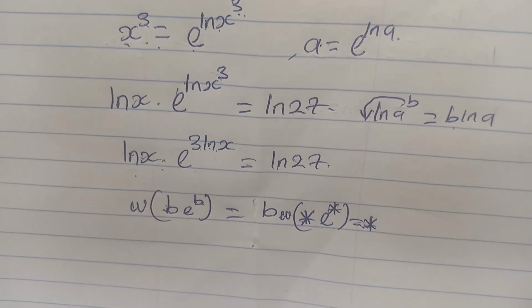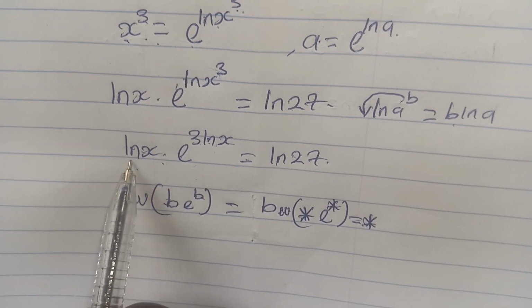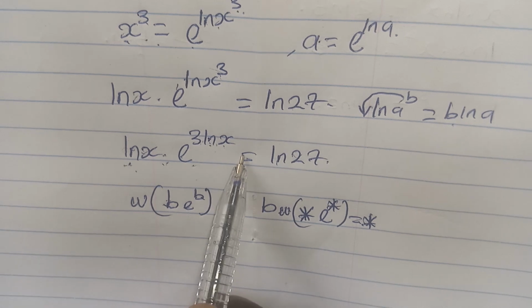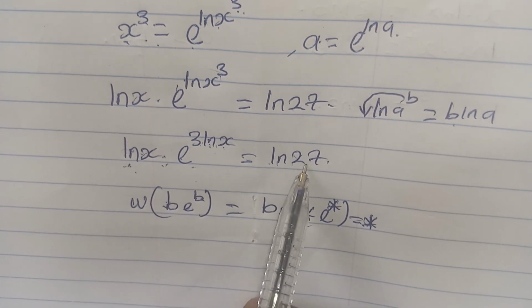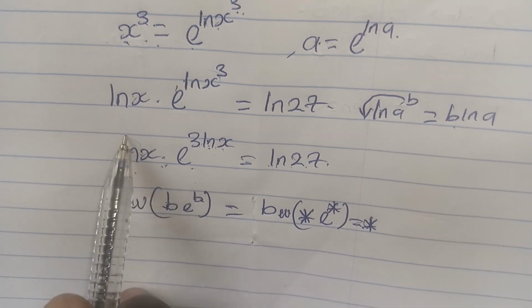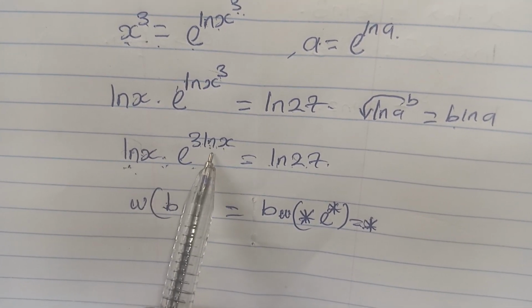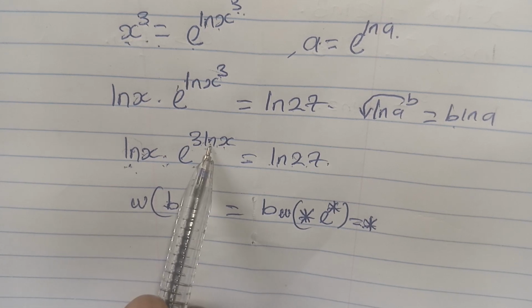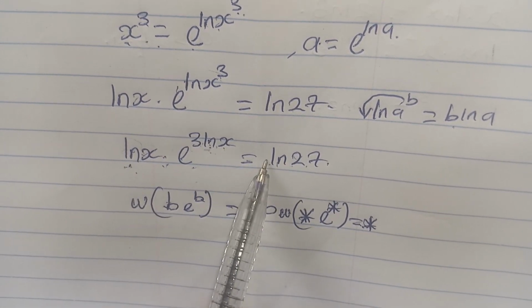Okay, but if you look at this left hand side very well, we're having ln x times exponential 3 ln x is equal to ln 27. So what are we going to do to make this base the same as this exponent value here? What we are simply going to do is multiply both sides of the equation by 3.